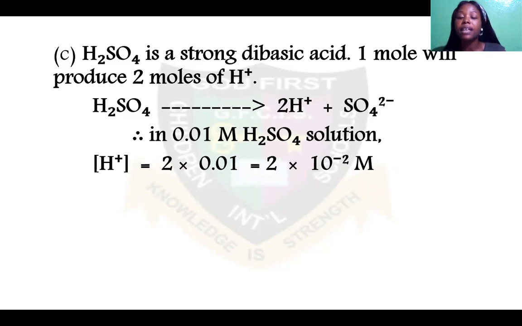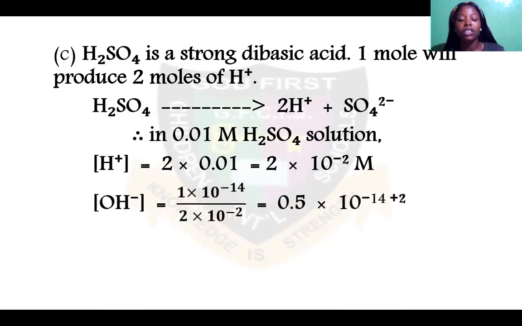So let's look for hydroxide ion concentration. So hydroxide ion concentration will just be 1 times 10 raised to power minus 14. Why? Because we know that when you multiply hydroxide ion by hydrogen ion, you get 10 raised to power minus 14. So you now have hydroxide ion equal to 1 times 10 raised to power minus 14 over 2 times 10 raised to power minus 2.